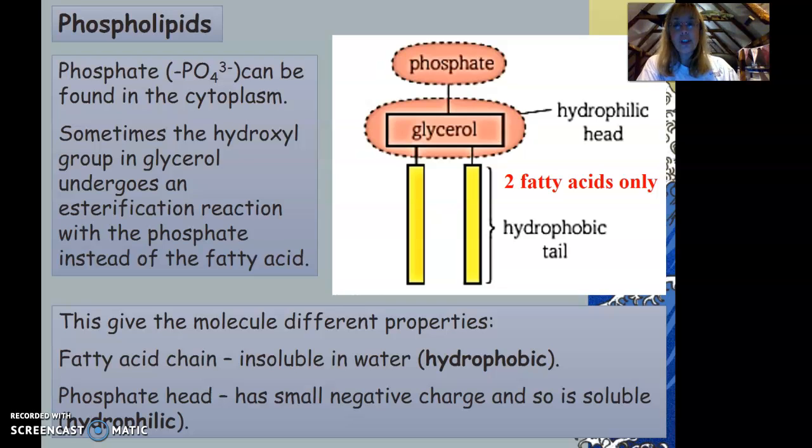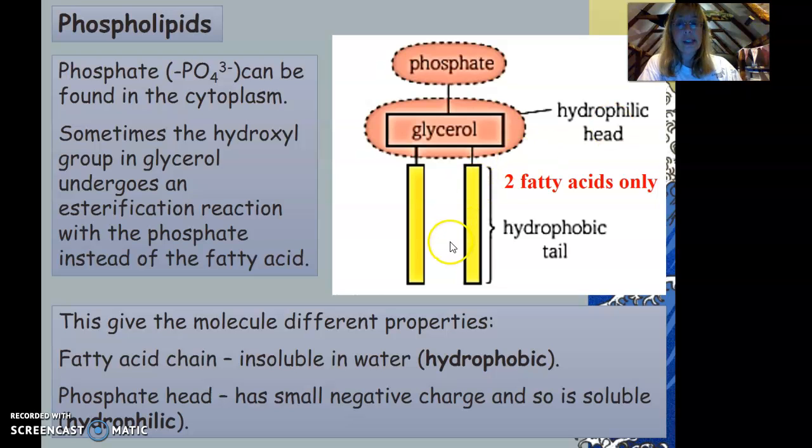Now, the important thing to remember is this. Where the phosphate group is, the phosphate head, that has a small negative charge, and it makes it soluble. So because it's soluble, it means it dissolves in water. So it's described as a hydrophilic head. Philic means loving, so it's a water-loving head, water-loving part of the molecule.